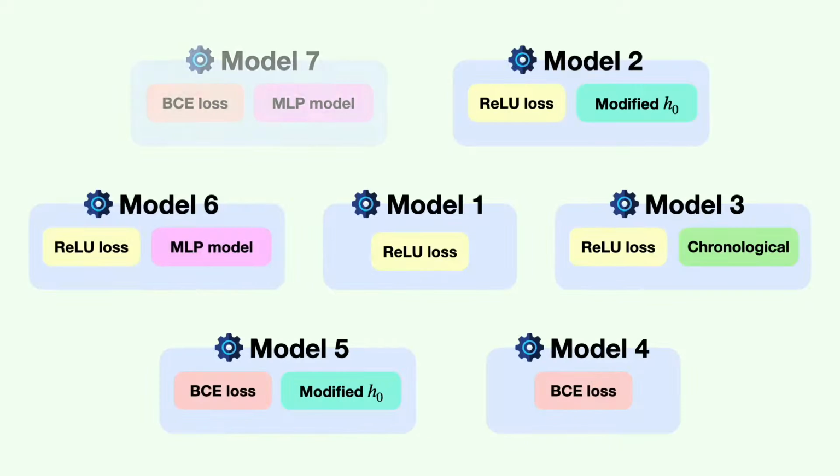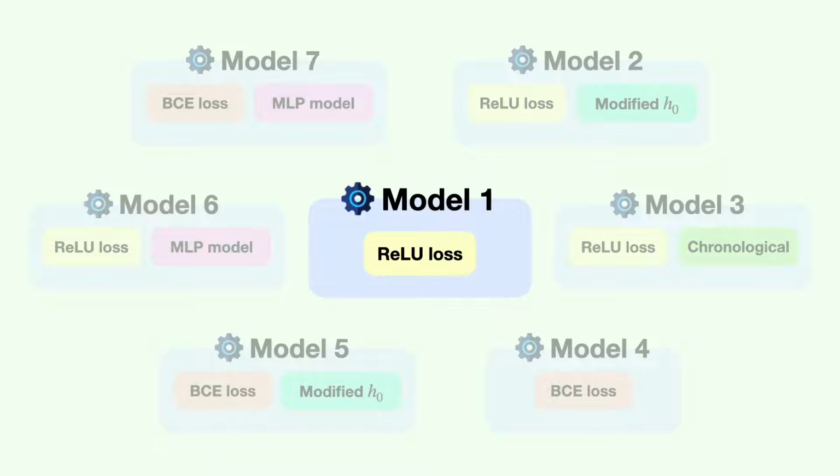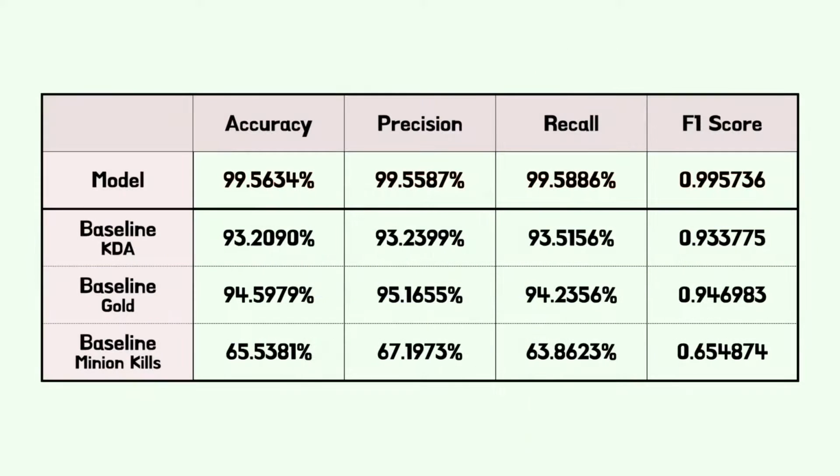For the experiment, we created 7 models to compare performance. Because of time limitation, I will focus on the performance of the main model. This table displays the discernment accuracy of the model, comparing 3 baselines. Our model discerns the winner much more accurately than using common metrics.